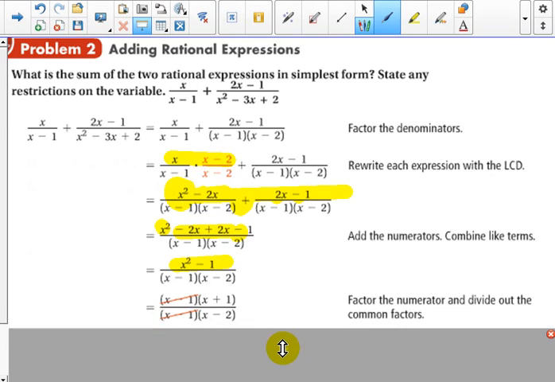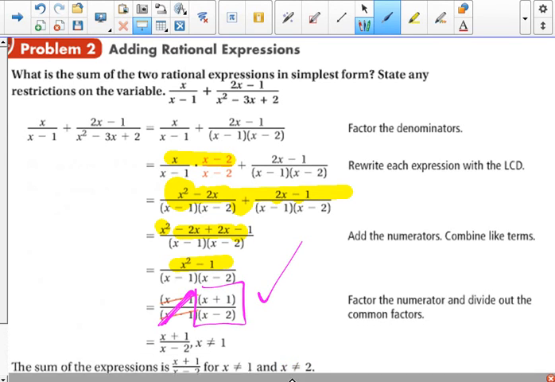And then you can cancel out common terms. So the x minus 1 cancels out, and I'm left with x plus 1 over x minus 2. And that's my answer. And then you state your restrictions. X cannot equal 1, or x cannot equal 2.